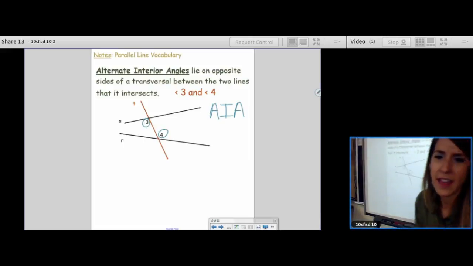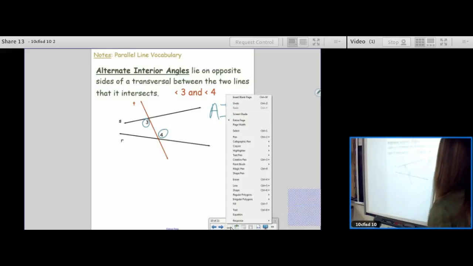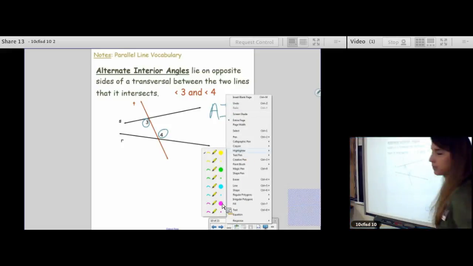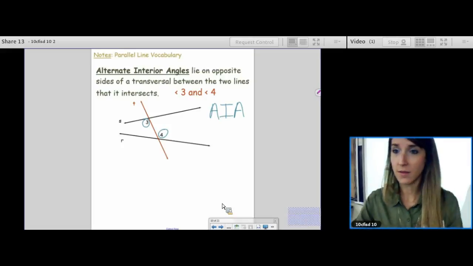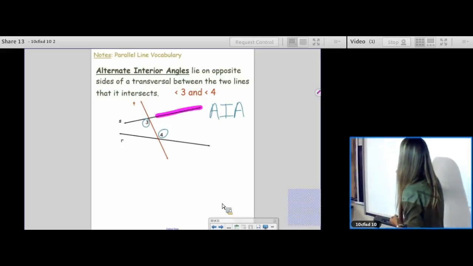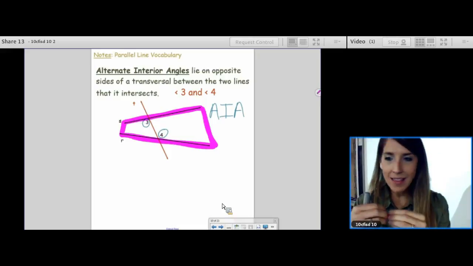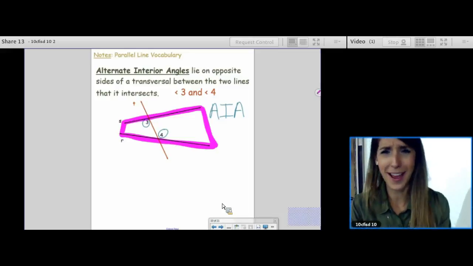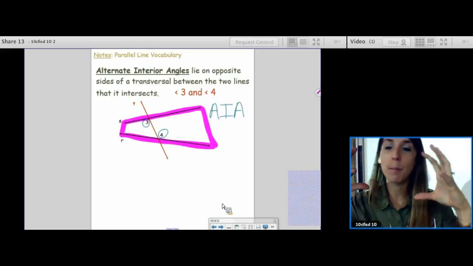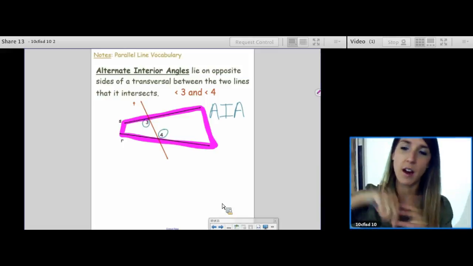Someone was asking why are they interior. When you're deciding if they're interior or exterior, you kind of think of these like a house, or a building. Are 3 and 4 inside the building or outside the building? And they're inside, or a trapezoid. So interior means they're between S and R, and exterior is going to mean that they are outside.